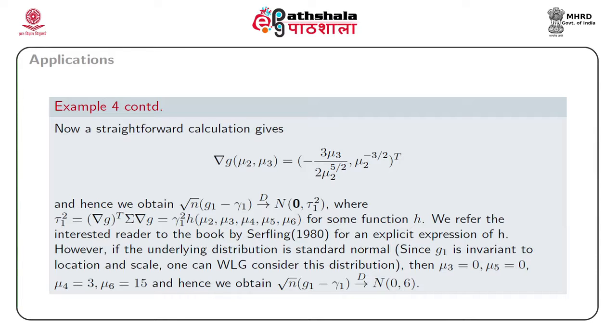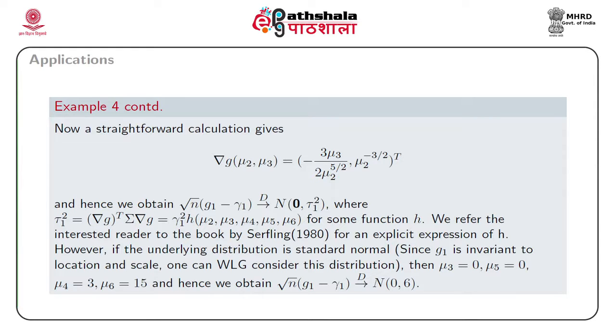However, if the underlying distribution is standard normal, since g1 is invariant to location and scale, one can without loss of generality consider this standard normal assumption. Then mu 3 equal to 0, mu 5 equal to 0, that is all odd order central moments are 0, and mu 4 equal to 3 and mu 6 equal to 15. Hence we obtain the large sample distribution of g1 for normal parent as univariate normal with mean 0 and variance 6.